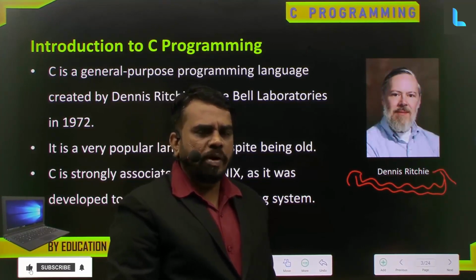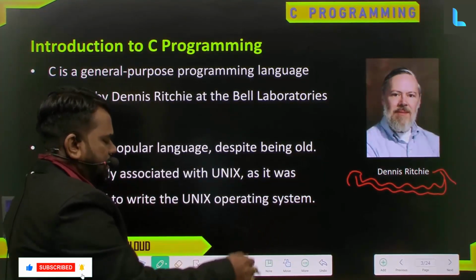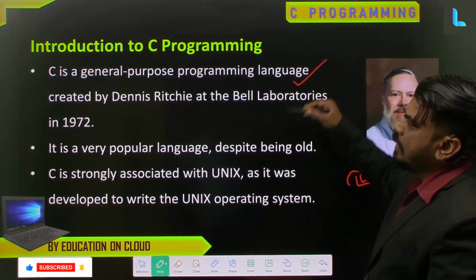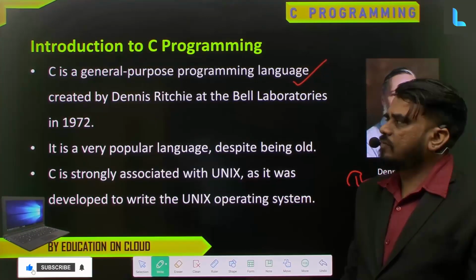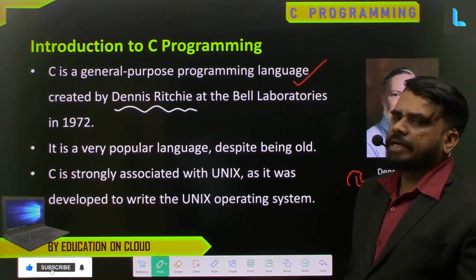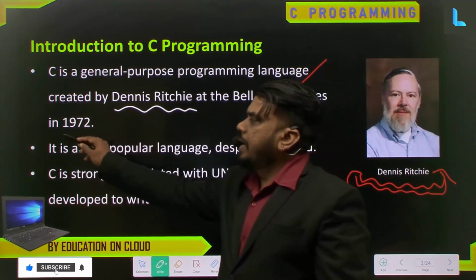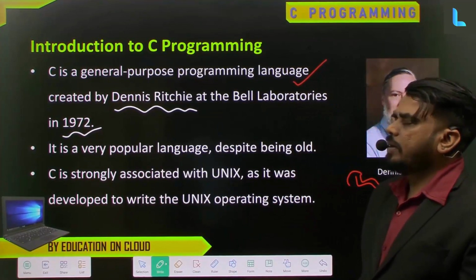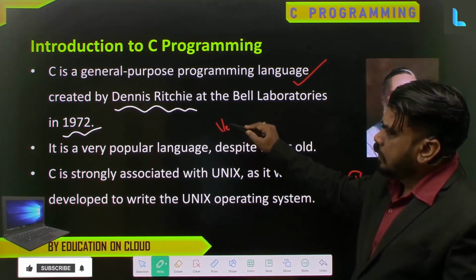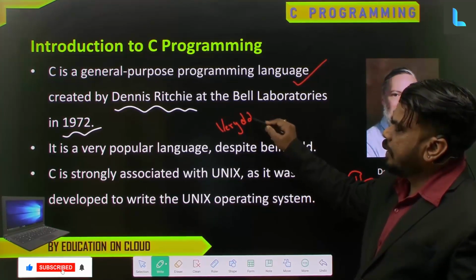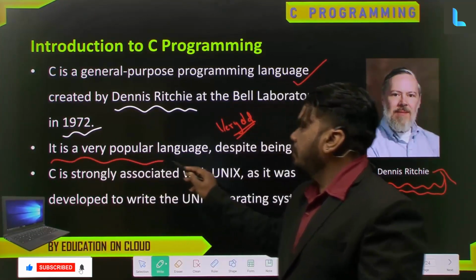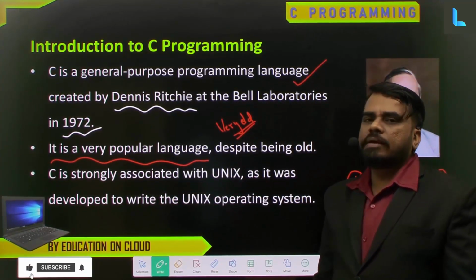So now let us go through the points. C programming is actually a general purpose programming language. As I said, it was created by Dennis Ritchie at AT&T Labs in 1972. The next point is that even though the C programming language is very old, till date it is still very popular. What is the reason behind it?